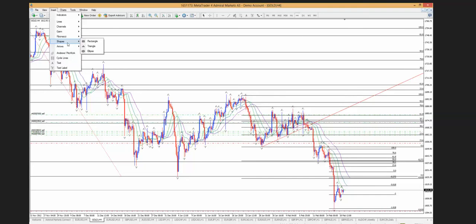ADX, I got a question about the ADX. Yes, it's the average directional movement. You can find that as well here, average directional movement index. Indeed.